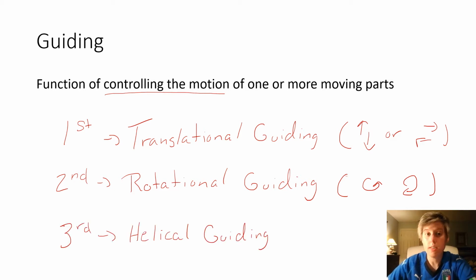And the third type of guiding is something called helical guiding. Now, the key thing about helical guiding is a mix of translational and rotational at the same time. So it's basically when you are sliding and turning on your own axes at the same time. Now what we're going to do is go through each one of our guiding controls.